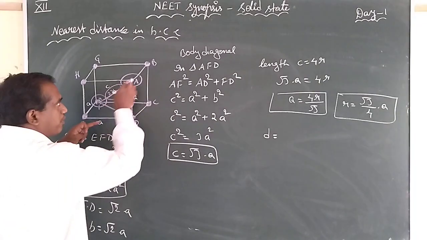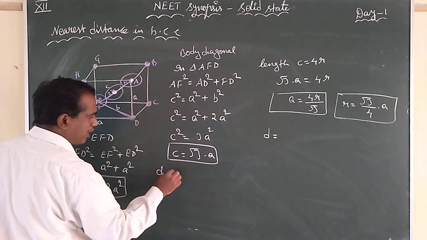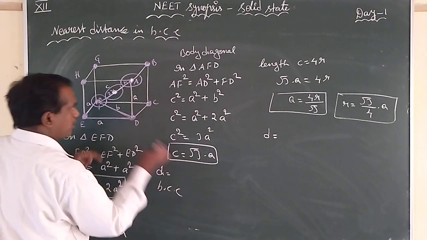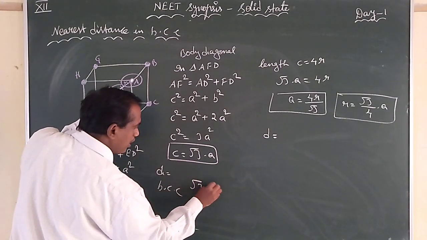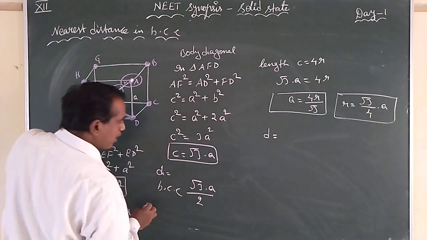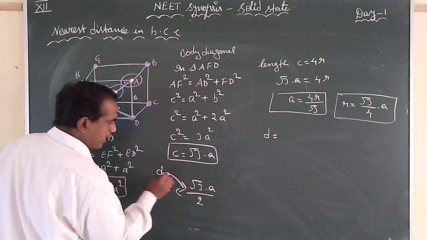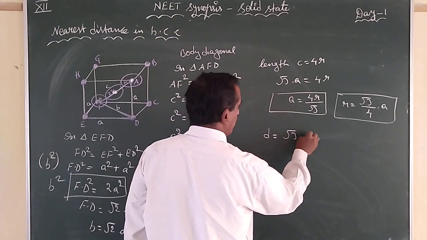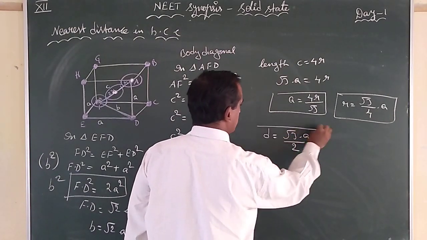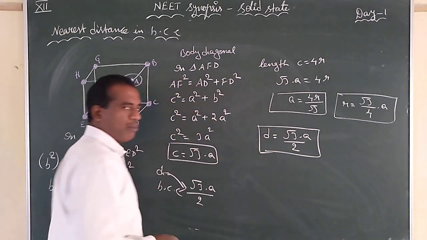But the distance between the two atoms in BCC, means between these two, is half of the body diagonal. So how have we given the distance? Root 3a by 2. Distance is given as root 3a by 2.